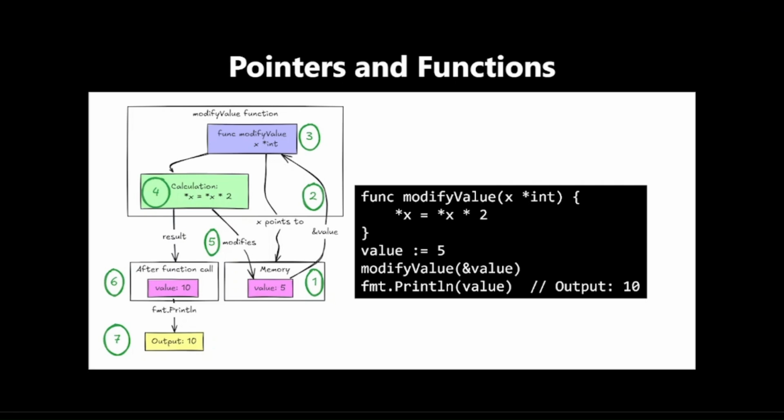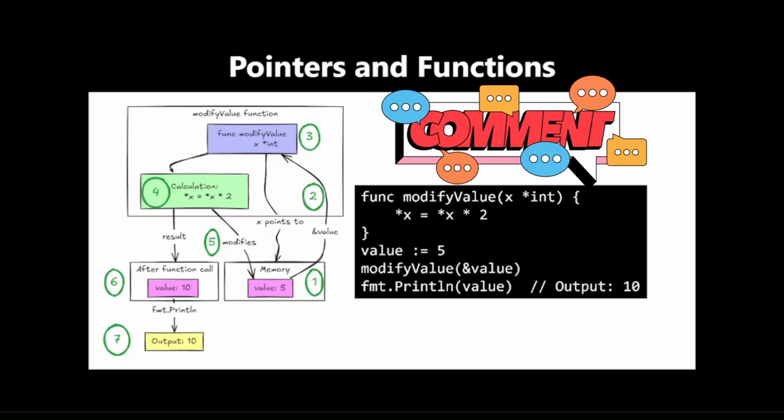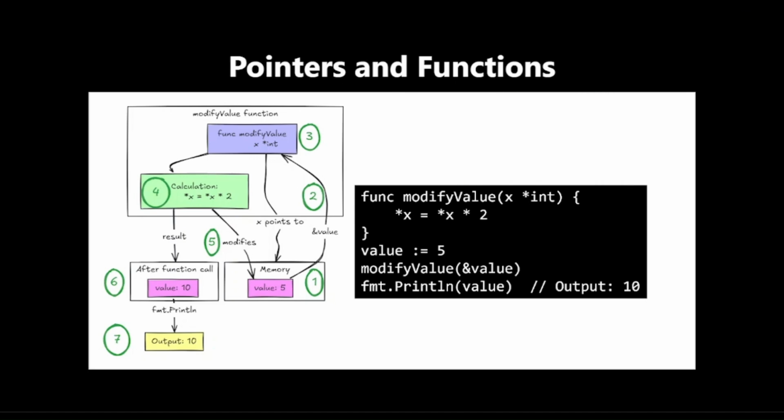Remember, when you see an asterisk in a function parameter like *int, it means the function expects a pointer. When you see an ampersand like &value, it means we are getting the address of a variable to pass as a pointer. Understanding this flow is crucial for effective use of pointers in Go, enabling you to write more efficient and powerful code.